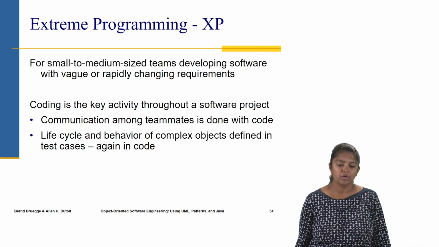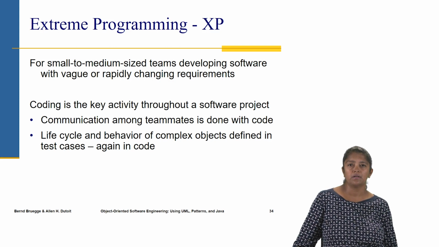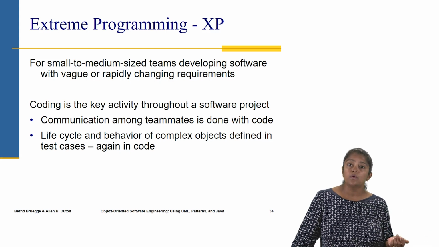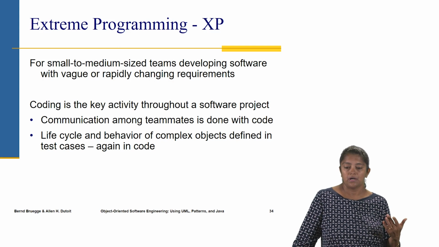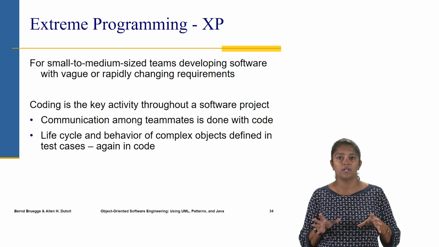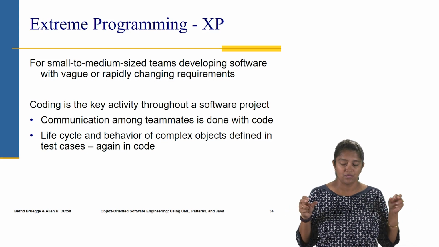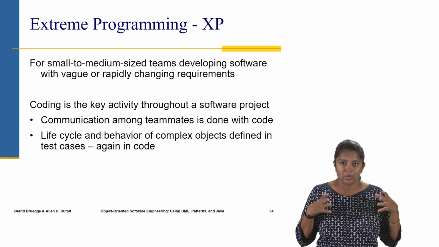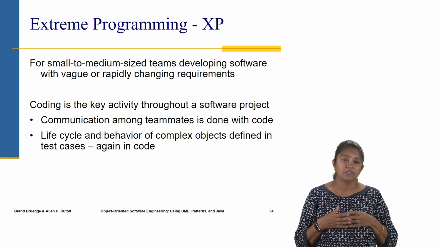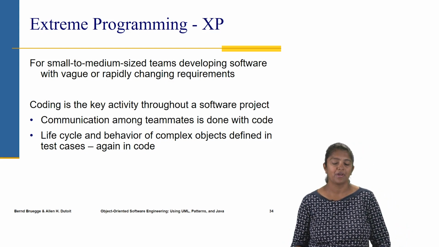So we'll look at extreme programming for small to medium-sized teams. Basically, it's good where the software that's being developed is maybe vague at the beginning or has rapidly changing requirements. In those kind of situations, it's useful to go with this kind of model. The key activity with this model is coding. Throughout the software project, coding is considered the key activity, and the idea is to get to coding as quickly as possible. Communication among teammates is done through code. So basically the focus is on code.